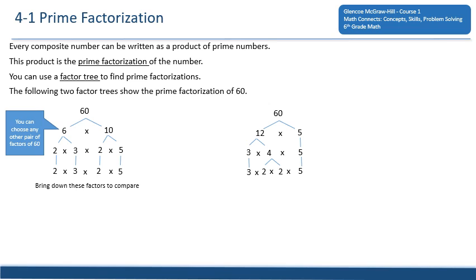So bring down these factors. So we have 2 times 3 times 2 times 5. And they are the same, just in different order than the factors to the right. The prime factorization of 60 is 2 times 2 times 3 times 5, or we can rewrite it with exponents to be 2 squared times 3 times 5. It is important when we list our prime factors that we put them from least to greatest.